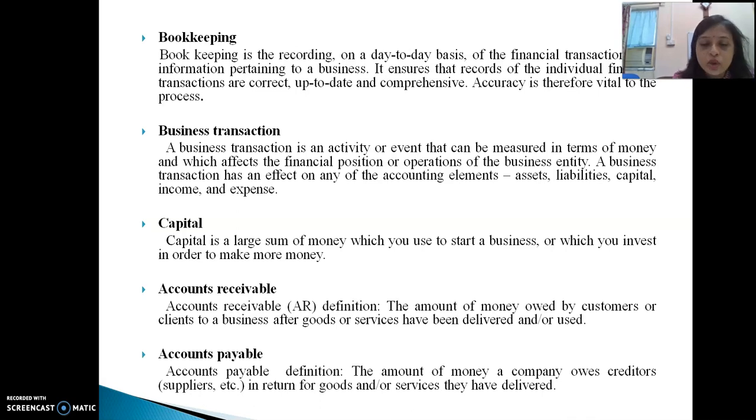Next is amount payable. It is just the opposite. The amount of money a company owes a creditor in return for goods or services they have delivered. Amount payable means we have taken goods from the supplier and we have told that we will be paying the amount, or we have to pay them that amount. So the amount which you have to pay to them is called the amount payable.